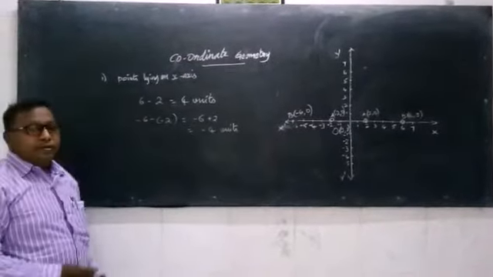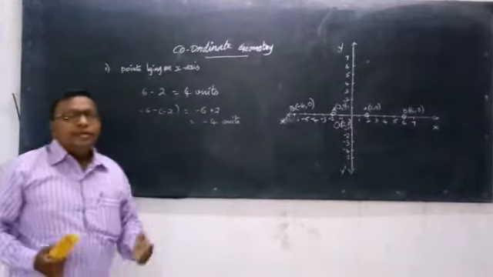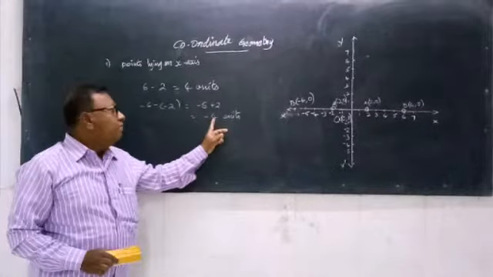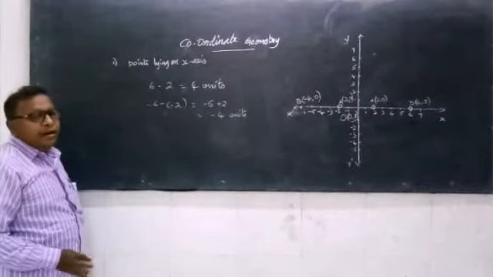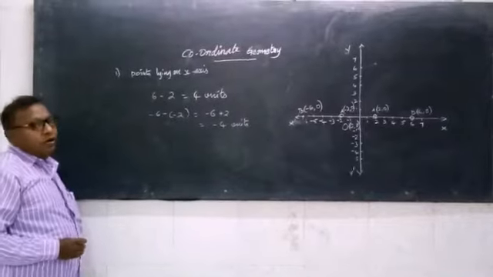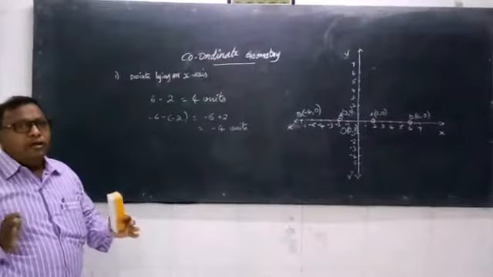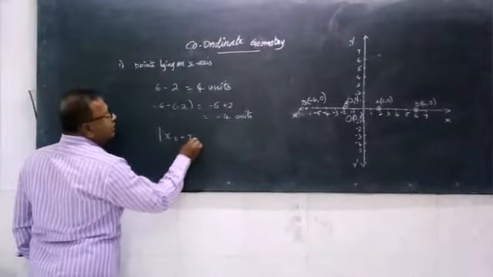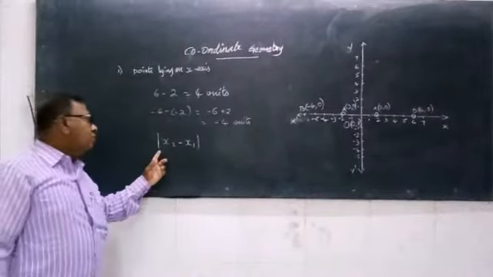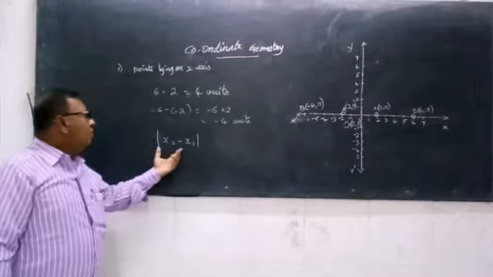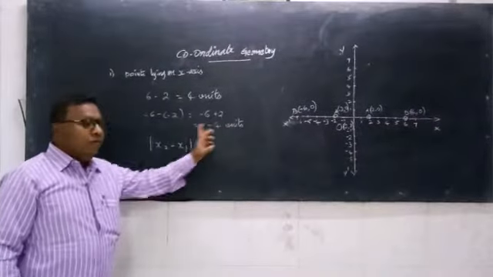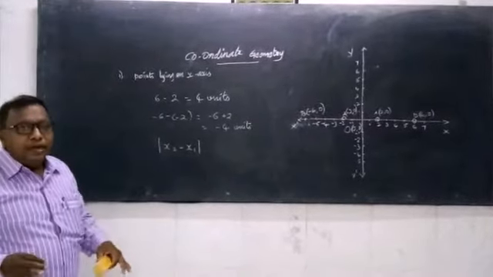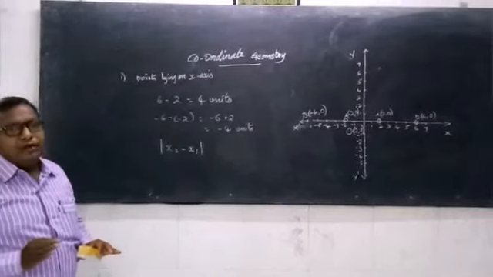Okay, but in general the distance cannot be negative. So we have to take only the positive part of the value. So for that, in general, we write the formula for the distance between the 2 points lying on x-axis as modulus x2 minus x1. So this means that even if we get the negative value, it has to be treated as a positive value. That is, we have to take the absolute value because the distance cannot be negative.